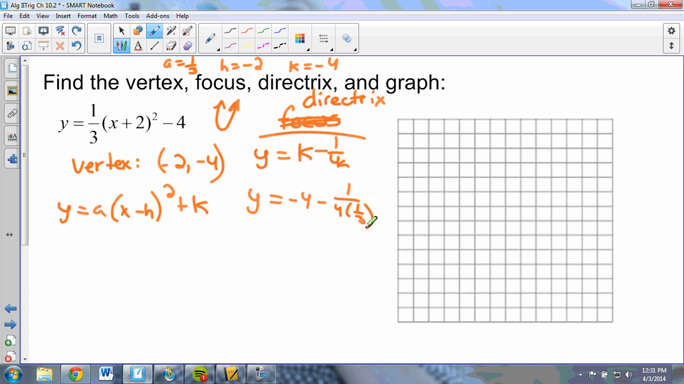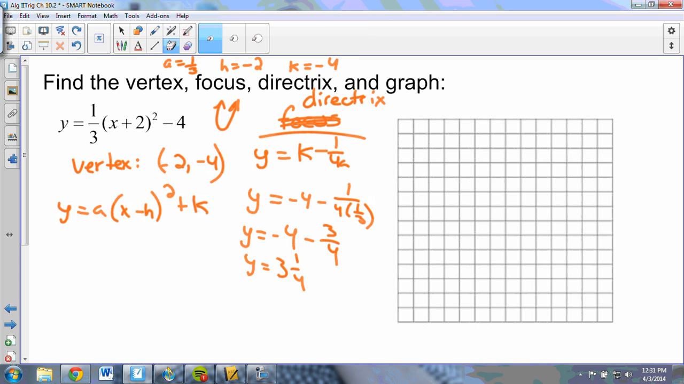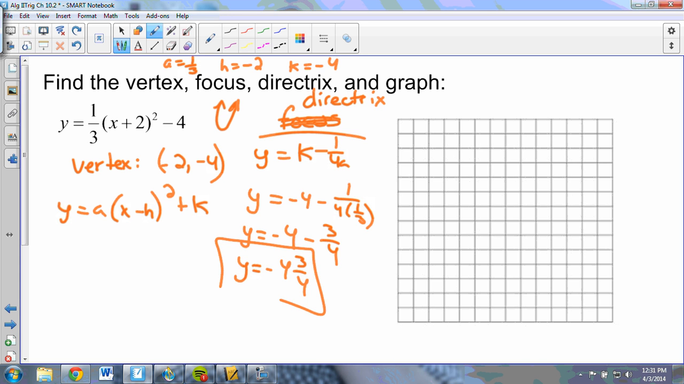By the reciprocal. This is why we talked about our fractions before. Instead of dividing by a third, multiply by 3 over 1. You get negative 4 minus 3/4, which is negative 4 3/4. That's my directrix.